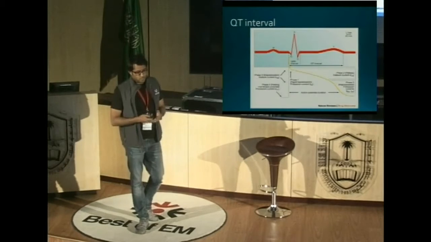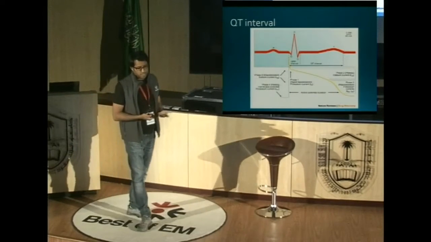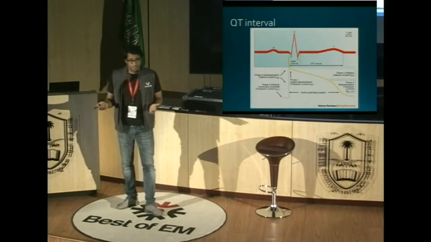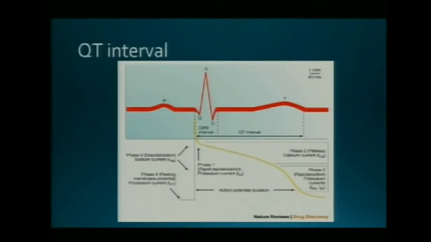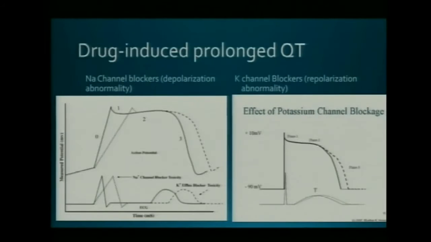Before this, we'll go into just a brief basic introduction. So what's the QT interval? We all know the QT interval is between the beginning of the Q wave till the end of the T wave, right? And it represents the action potential of the myocardial cell. So a prolonged QT means a prolonged action potential, which could be from 2 things in toxicology: either a sodium channel blockade or a potassium channel blockade.